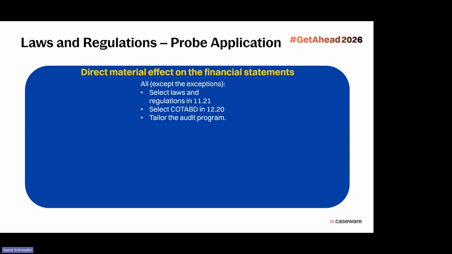So I'm not going to address that too much, but what I want to highlight to you today is, for those laws and regulations with a direct material effect on the financial statements, how are they treated in Probe? What must we do to get the necessary audit steps? So in 1121, which is the document for considering laws and regulations, you'll select those laws as having a direct impact.